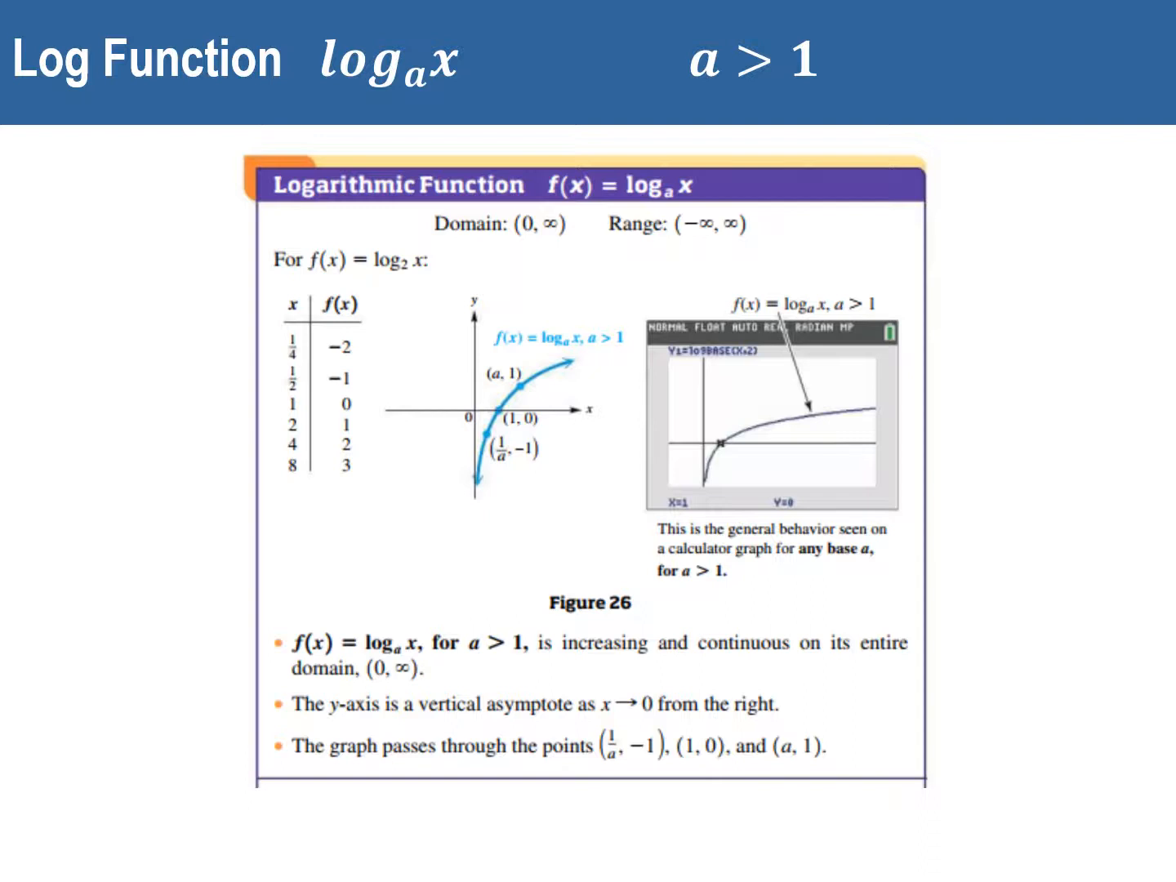When you're graphing the log function, the domain is from 0 to positive infinity, and the range is from negative infinity to positive infinity. It is always increasing and continuous on its entire domain. It has the y-axis as a vertical asymptote, and the graph passes through 1 over a, -1, 0, 1, and a, 1. So those are 3 points you can always graph.